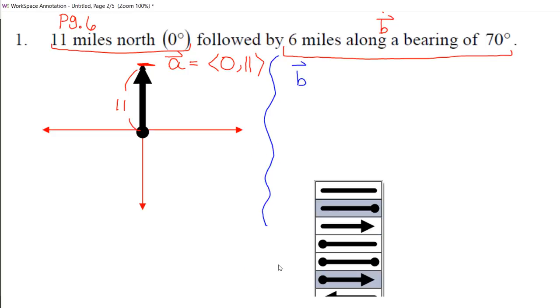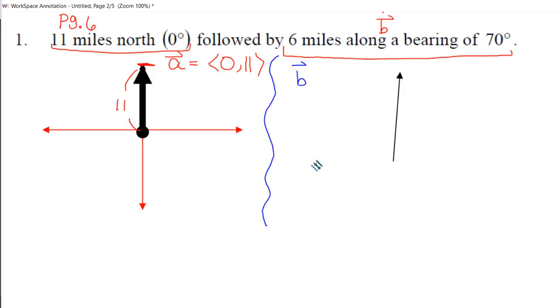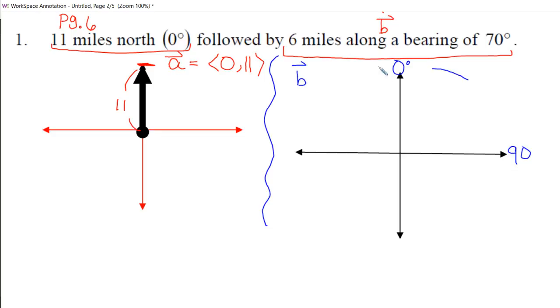So my vector B here on my quadrant, I'm going to draw my quadrant bearing right here. It needs to be 70 degrees, bearing up 70 degrees. So here's my 0 degrees, here's my 90 degrees. I'm going to go clockwise. So my vector for this one will be about here. That's as good as this is going to get. So that's about a bearing of 70 degrees. So from here to here is 70 degrees, and that is 6 miles long.